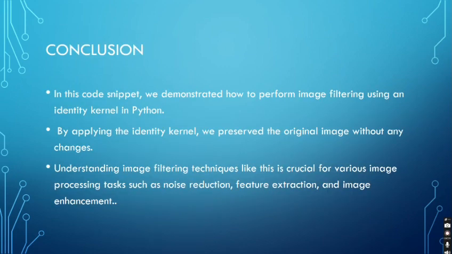Conclusion. In this code snippet, we demonstrated how to perform image filtering using an identity kernel in Python. By applying the identity kernel, we preserve the original image without any changes. Understanding image filtering techniques like this is crucial for various image processing tasks such as noise reduction, feature extraction, and image enhancement.